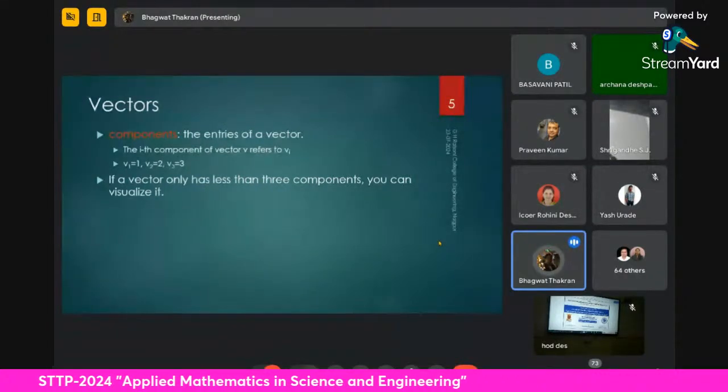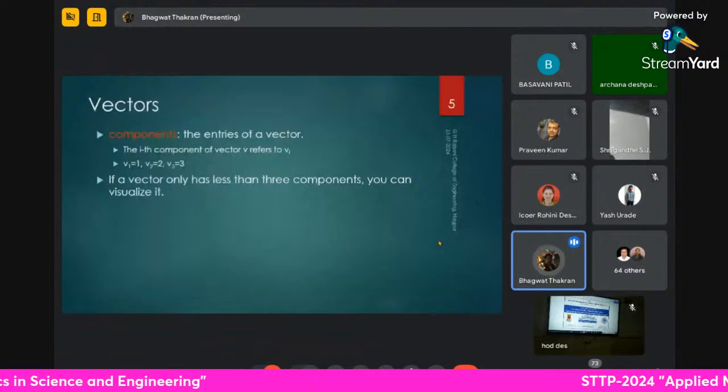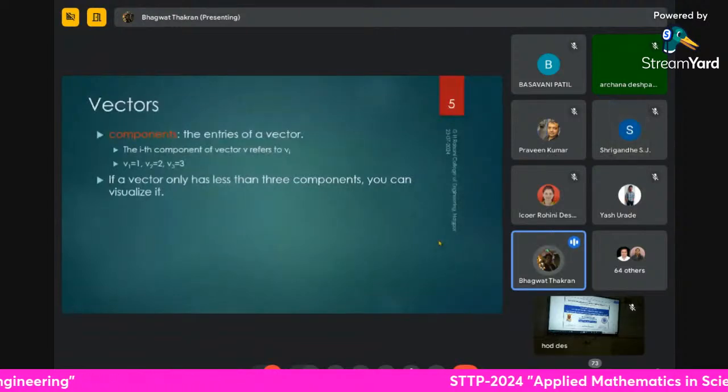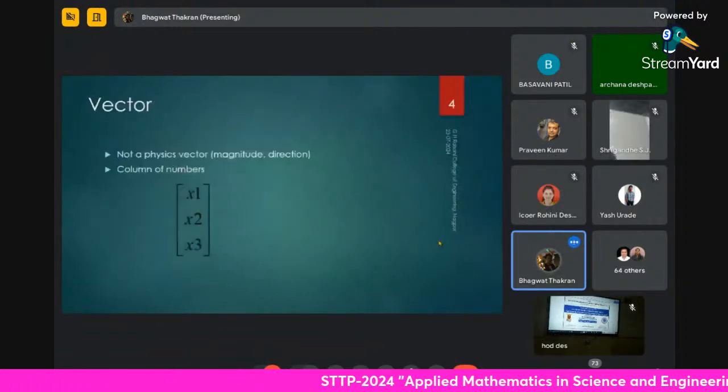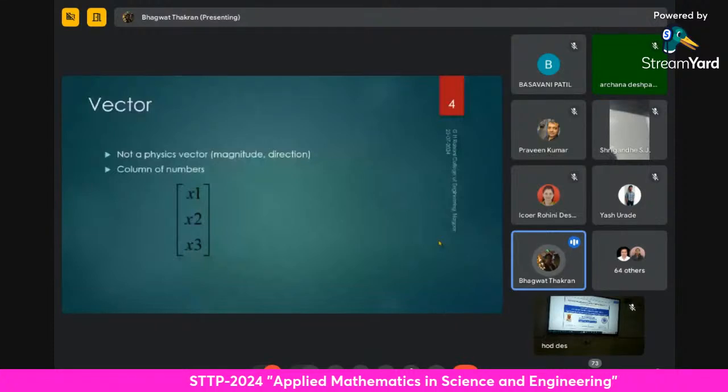I think there is some issue, my screen was fading. Some of the participants were not able to see this PPT. So I'll start again with vectors.